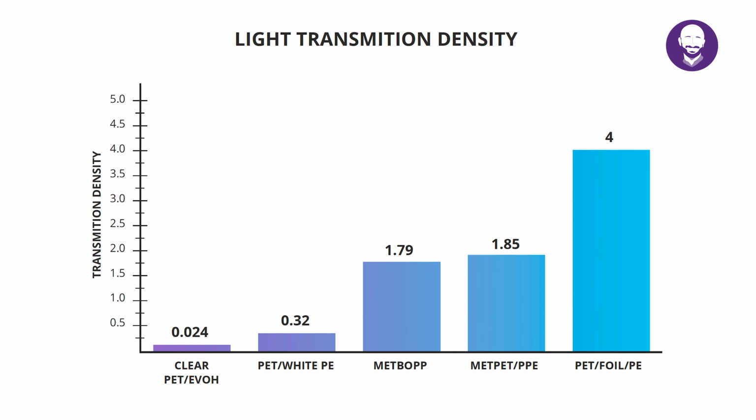Okay, and so the next chart shows the light transmission density, or how much light is allowed to pass through the film. And obviously a clear film, like the clear polyester with the EVOH sealant layer, is clear. So it's going to let light pass through it very easily. So it has a low transmission density rate, as you can see. And then we transition to the white films, which will block some of the light, but most of the light still gets through it. It still has a relatively low transmission density.